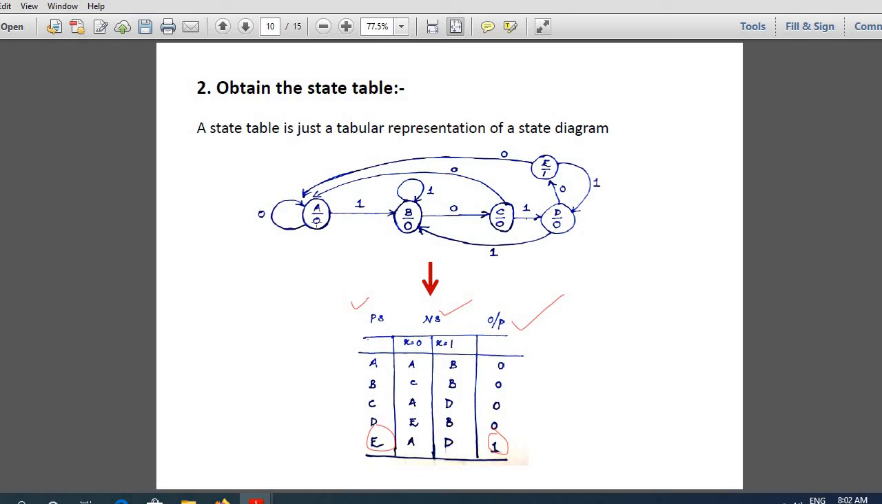And what about this one? Take this case, state A. When you are providing input of 0, it remains in state A. Look here. And when your input is 1, it goes to state B. When in state B, if you're providing 0, it goes to state C. Look here. And when you're providing input of 1, it remains in B. Similarly, you can fill the others.